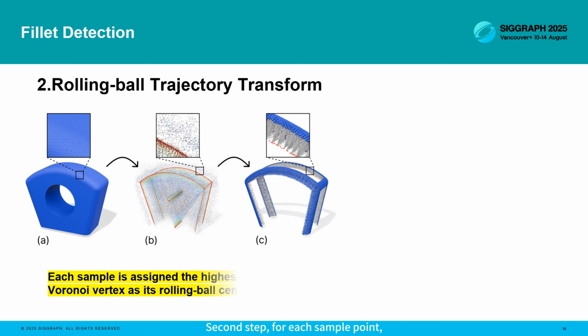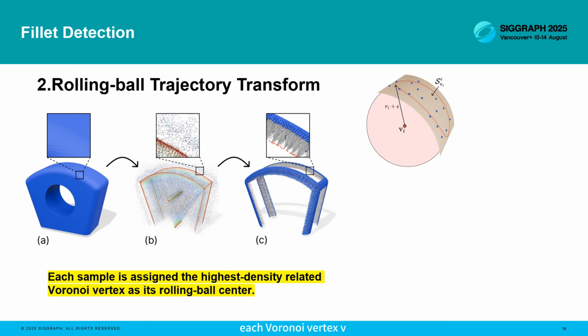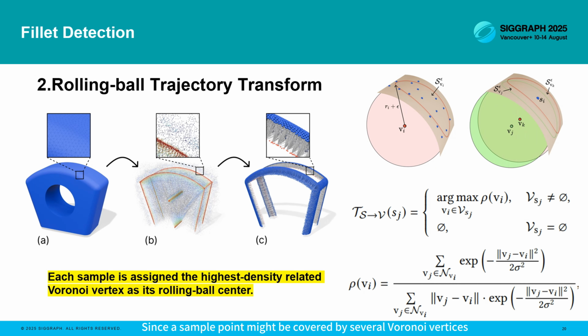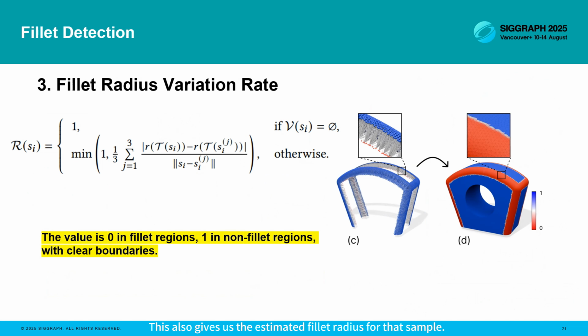Second step. For each sample point, we find a Voronoi vertex to act as its rolling ball center. Each Voronoi vertex V is the center of a sphere that touches 4 surface points, and it has a radius r. We use a thin shell, basically a sphere of radius r with thickness epsilon. We see how many sample points it covers. Since a sample point might be covered by several Voronoi vertices, we assign it to the one with highest density. This also gives us the estimated fillet radius for that sample.